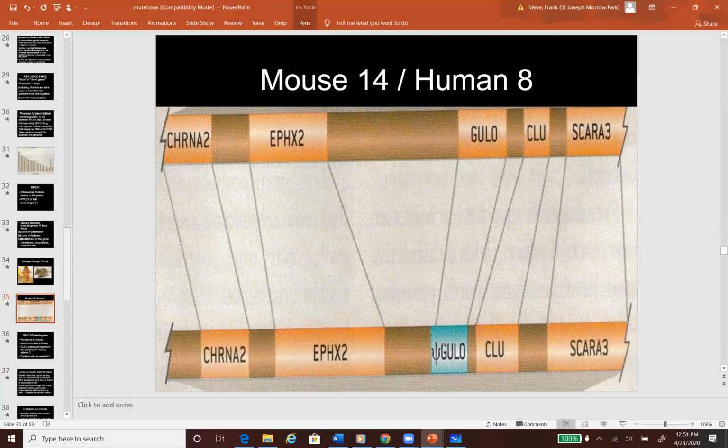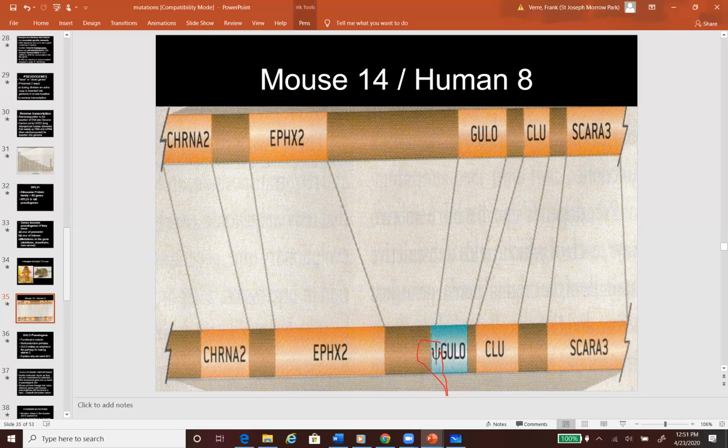So right here, this little trident symbol. Sorry, now my pen just disappeared on me. That's the symbol for a dead gene. So when you come across that in genetics, that means the gene is no longer with us. It's resting in heaven. Now, in humans, gulo is a pseudogene, but not in mice.